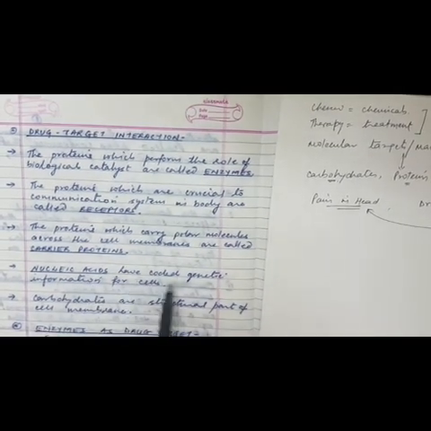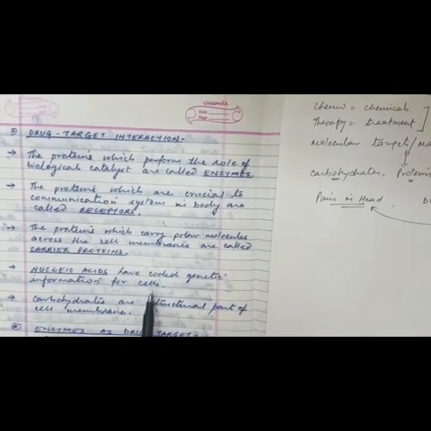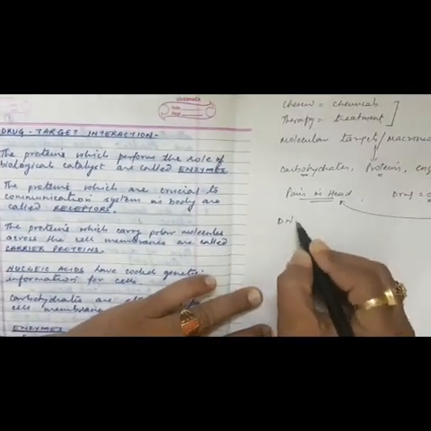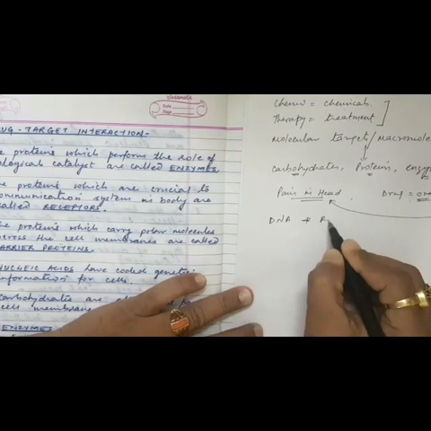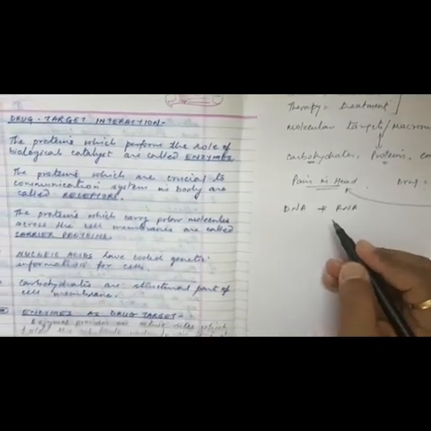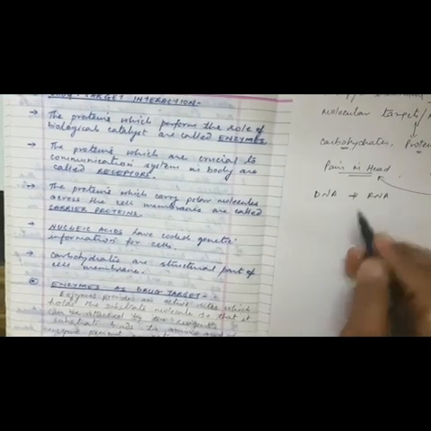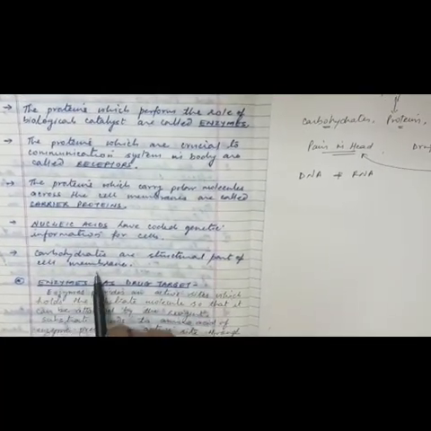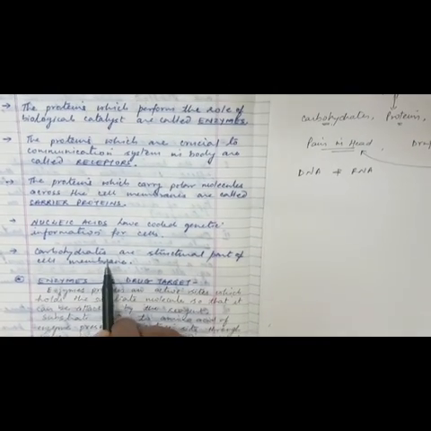Nucleic acids have coded genetic information for the cell, and these nucleic acids are of two types, DNA and RNA, which you will be studying in detail in the chapter biomolecules. Carbohydrates are also a main structural part of the cell membrane, and are also drug targets.